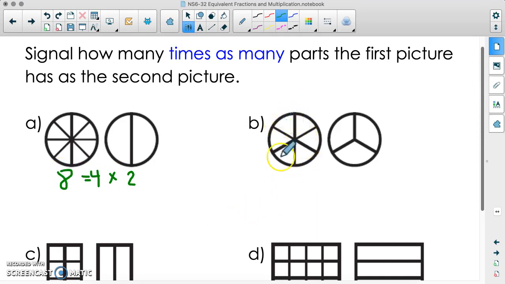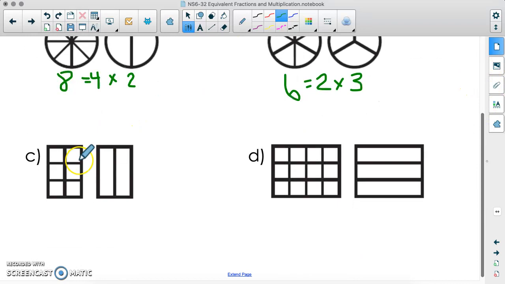Now, if we look at B, it has 6 parts. This has 3. So how many more parts does it have than the other one? Well, it has 2 times as many, because if I take the 3 and multiply it by 2, I'm going to end up with my 6. If I look at C, I have 6 and I have 2, so this is 3 times as many parts as this one. I started with 2, I multiply it by 3, and it's going to give me my 6 parts.